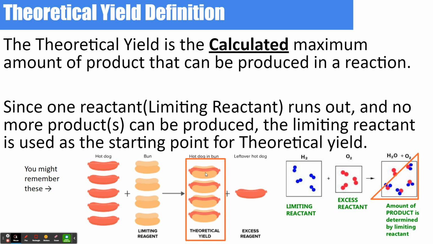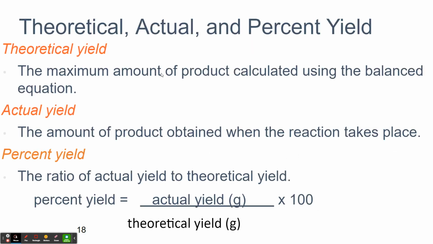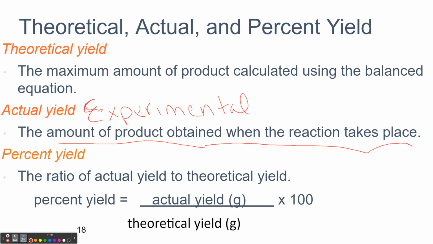So pause here if you need to get that definition down. Another way to say this, the maximum product calculated from a balanced equation. So you should have that down in your notes already. Our actual yield is the amount of product obtained when the reaction takes place. So another name for actual yield is experimental yield. So that's what you're going to have in hand, whatever it is that your reaction was. Another word for theoretical is calculated. So that is going to be from your reaction. So that's how they're different.